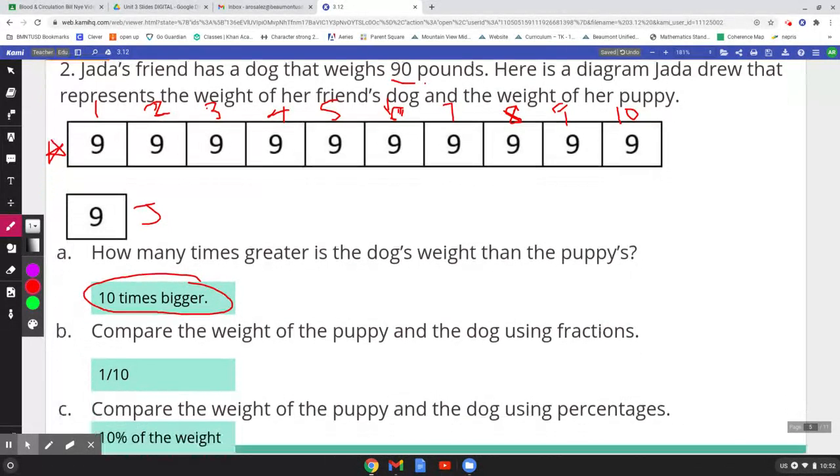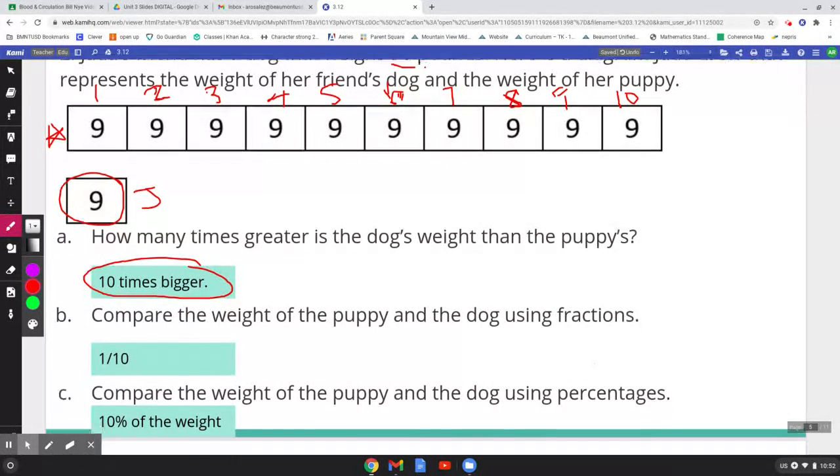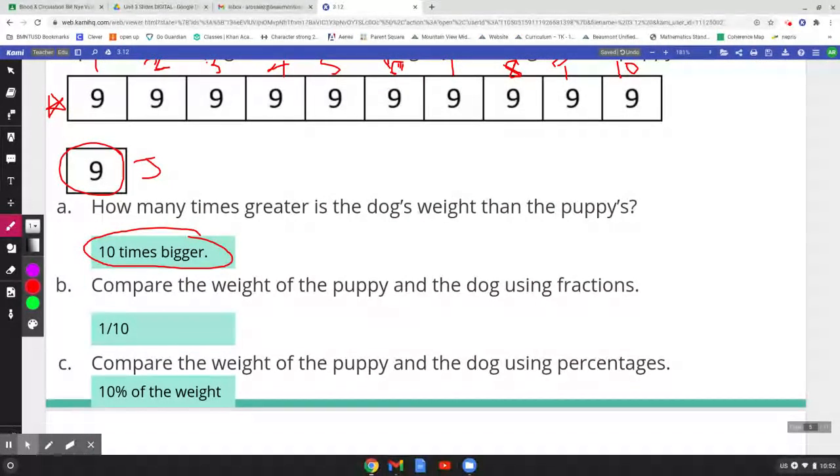And then number 2 says, compare the weight of the puppy and the dog using a fraction. So Jada's is 1 out of the 10, right? So 1 out of 10. And then they want us to compare the weight of the puppy and the dog using percentages. So it would be 10% of the full weight, right? And if you were to keep going, this basically would be 100% of the weight, is kind of what they're trying to show you. But we're only focusing on that box there. So it's 10%.